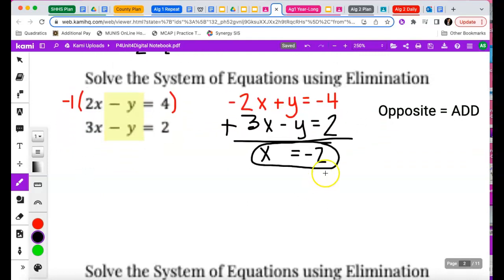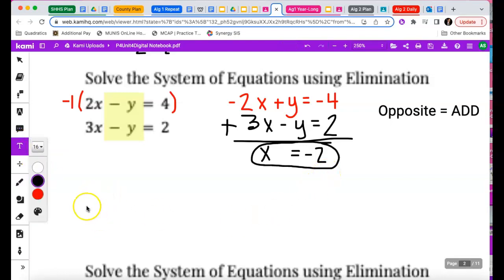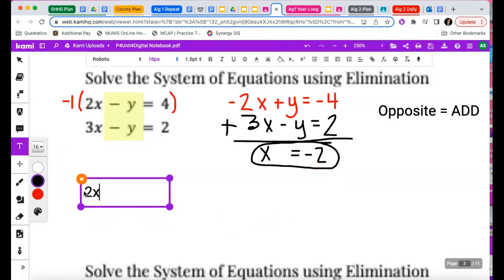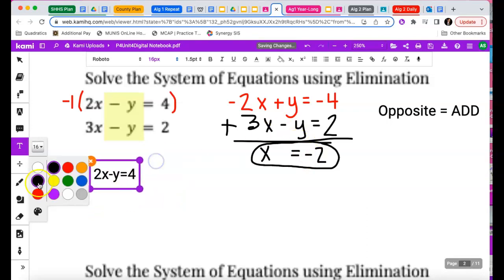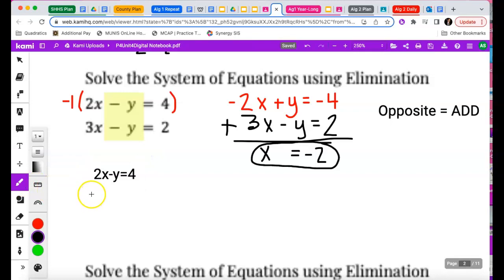And just like the other ones, once we have one of the variables, we're going to substitute it back into one of our original equations. And I just like to use the top equation because that's the one that shows up first. So anywhere there's an x in that equation, I'm going to substitute the number negative 2. So I'll bring down my 2, and then I'll replace this with a negative 2. And then I have my minus y is equal to 4.